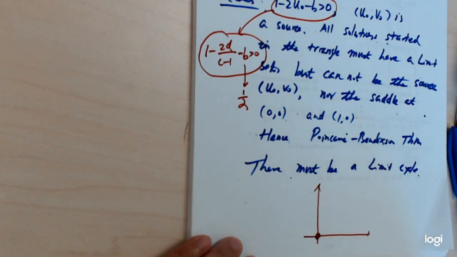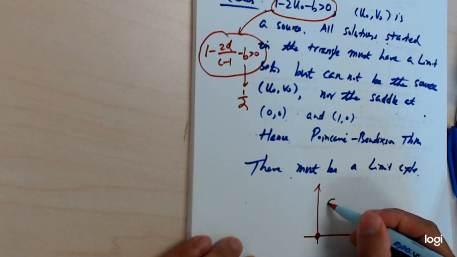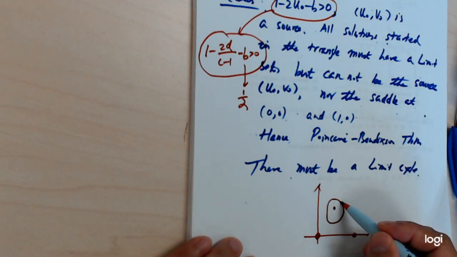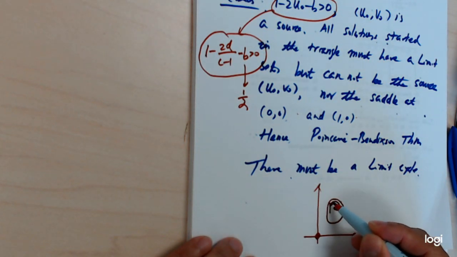(0, 0) is a saddle. (1, 0) is another saddle. (U0, V0) will be somewhere around here. It's a source, but there should be a limit cycle surrounding this guy. I don't know the precise shape. So I want you guys to try to plug that in. This guy becomes a source, so maybe it'll go this way and approach the limit cycle from inside.